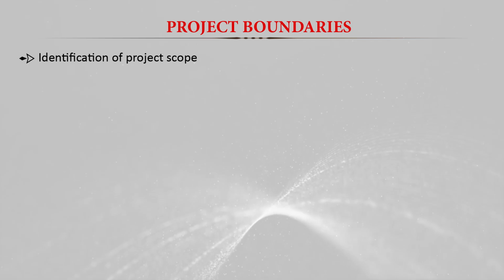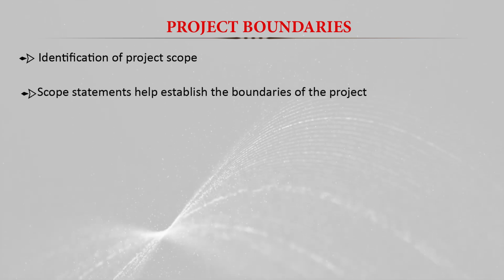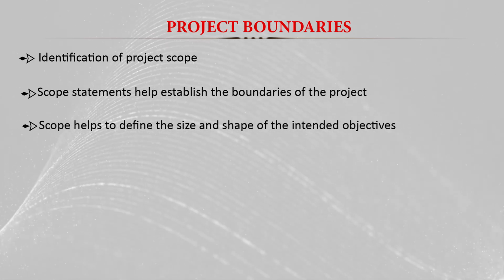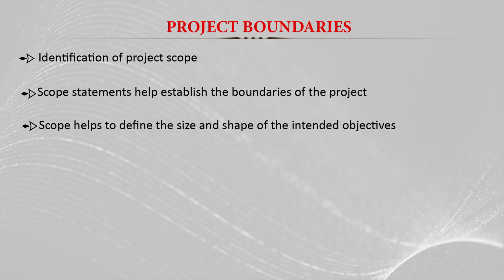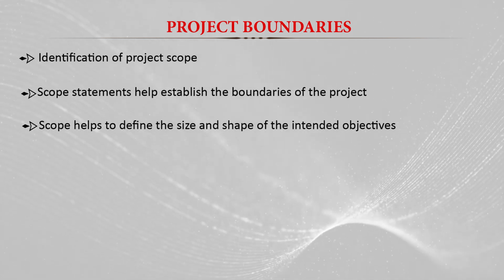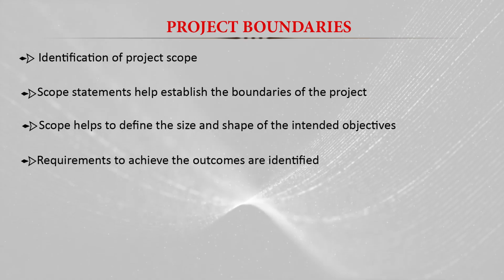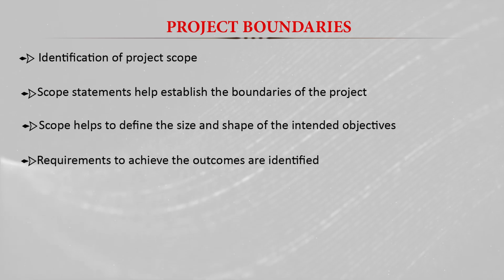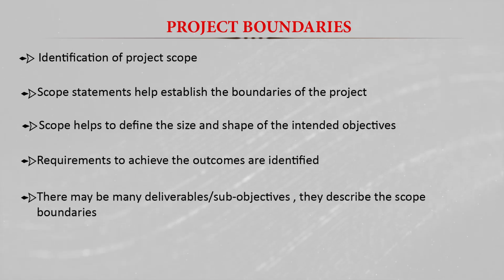And the last part of the project implementation is the project boundaries. Here in the project boundary, basically we identify the project scope. This scope statement helps us to establish the boundary of the project, and scope helps us to define the size and shape of the intended objectives. And through this scope or boundary, we identify the requirements to achieve the outcomes which we have intended to achieve in the project. And there may be many deliverables or sub-objectives, and they describe the scope boundaries.